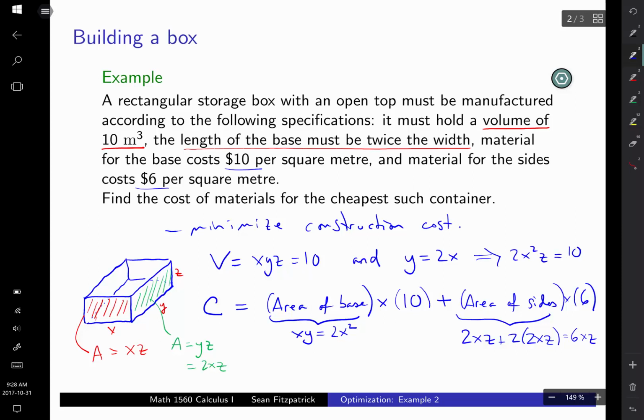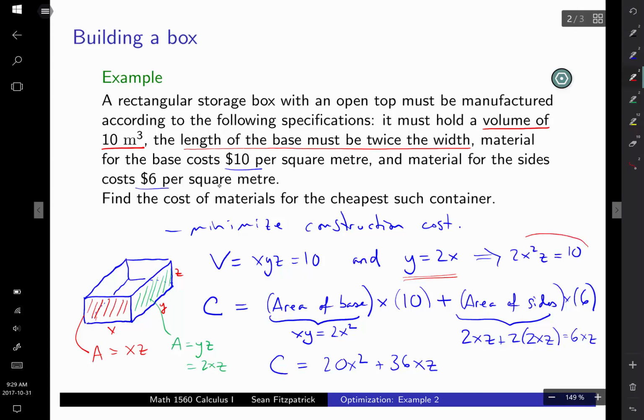So my cost, once I put in these weightings, the $10 per square meter for the base and $6 per square meter for the sides, I get 10 times 2x squared, so 20x squared, and then 6xz times 6, so 36xz. All right, so there's my cost function, which I want to minimize. But again, it's a function of two variables, right? X and Z. I've only put in one of the constraints. I've put in this constraint here, that y is equal to 2 times x, which allowed me to eliminate the y variable. But I still have z in there.